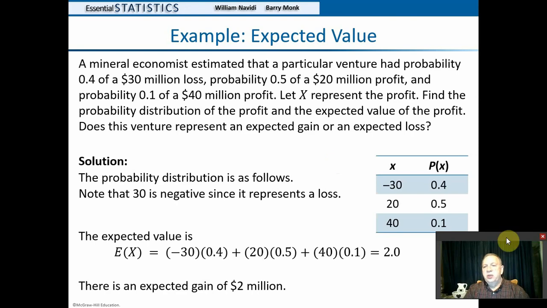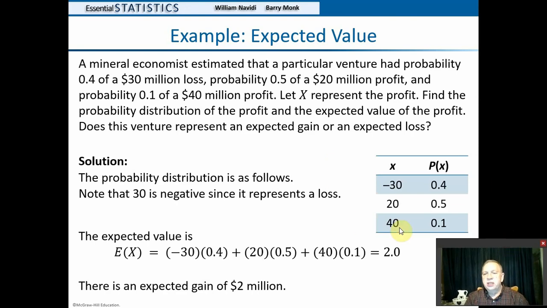So if I keep doing these a large number of times, what is my expected gain out of these? If I did one, I might lose the 30 million, but if I keep doing these all over, what am I expected to make? So here is my probability distribution. The negative 30, that's my $30 million loss, probability 0.4, my $20 million gain at probability 0.5, a $40 million gain at probability 0.1.